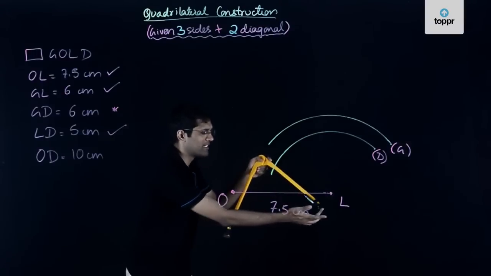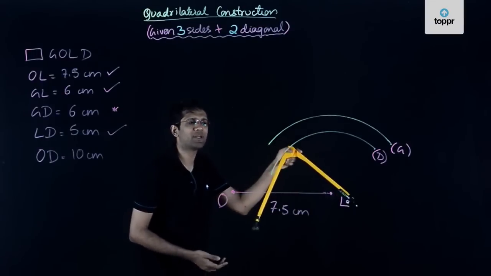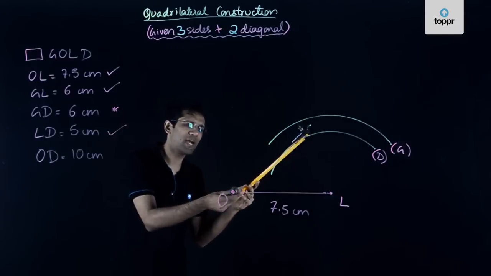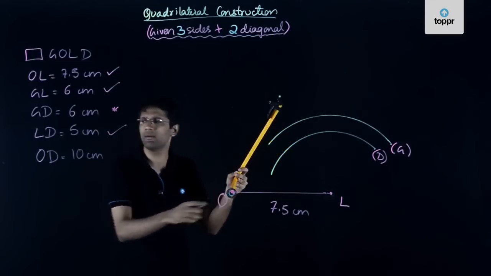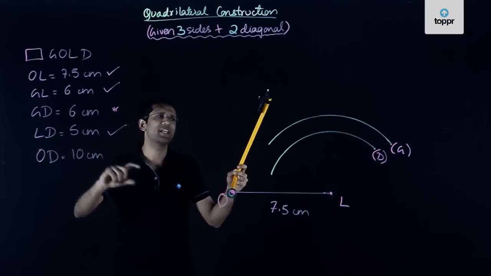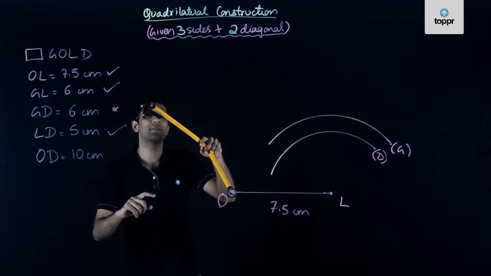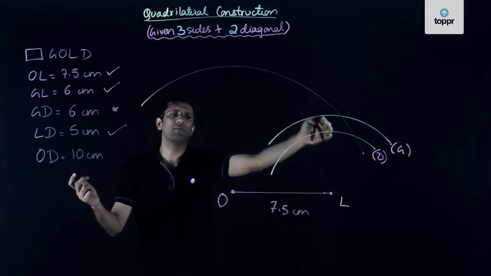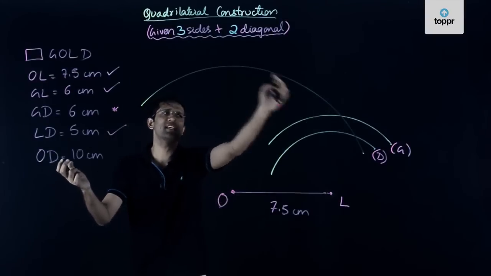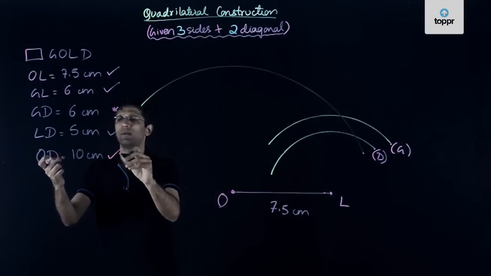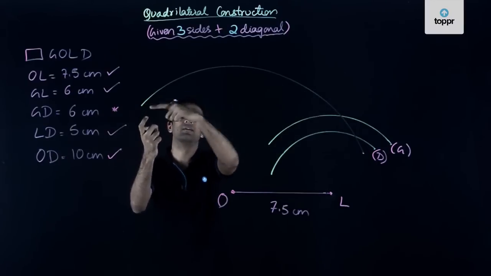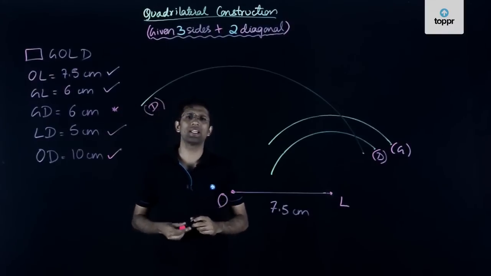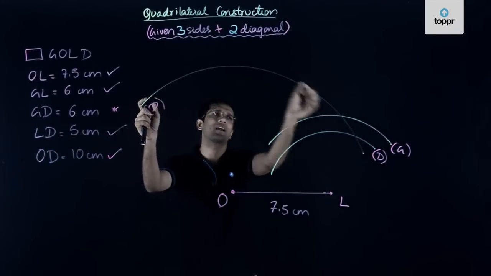And having taken the distance between these two tips as 10 centimeters, I now keep my compass at point O and then draw an arc of radius 10 centimeters. So the arc will look something like this. And having drawn this arc with O as center and radius 10 centimeter, I can now say that the point D lies somewhere on this arc. So let us label D here in brackets, which tells us that the point D lies somewhere on this arc.